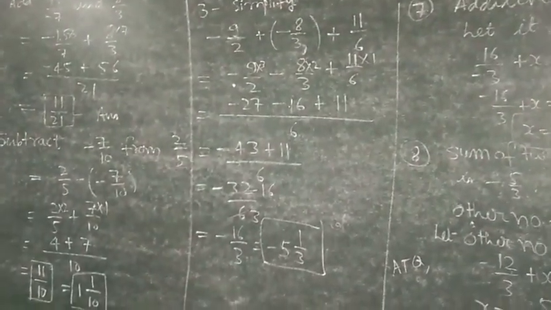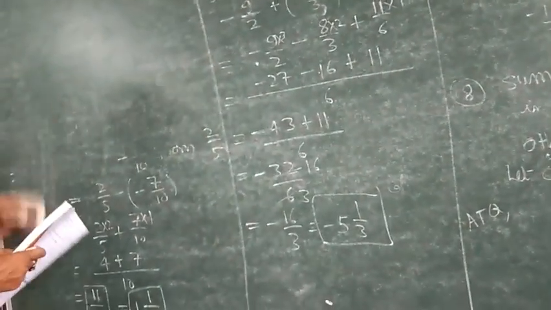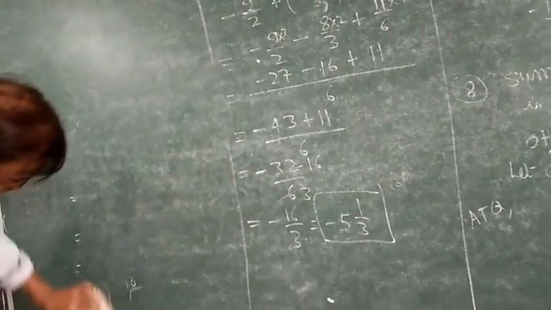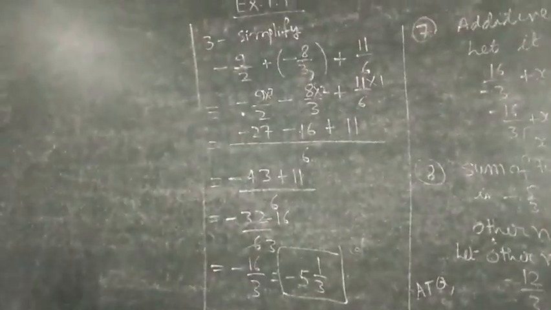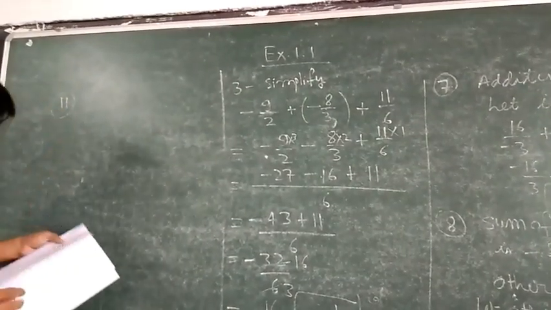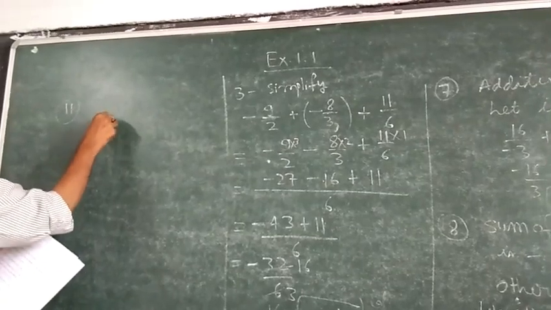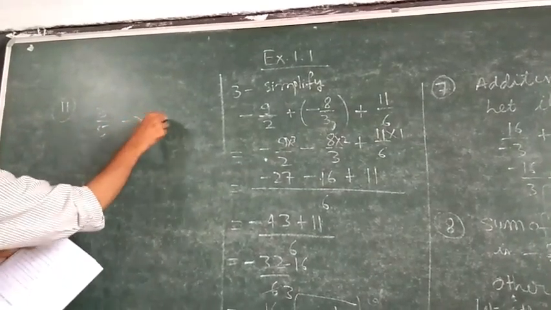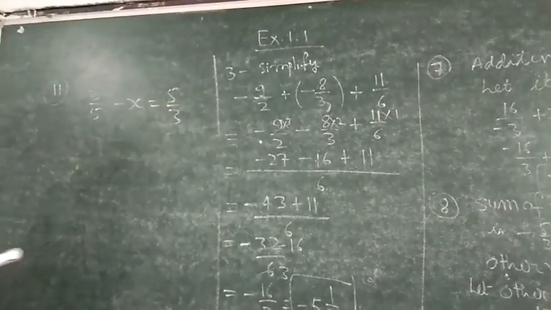What number should be subtracted from 3/5 to get 5/3? Question number 11: what number should be subtracted from 3/5 to get 5/3? What should we subtract from 3/5 so that the answer becomes 5/3? This is the question. Is it clear?